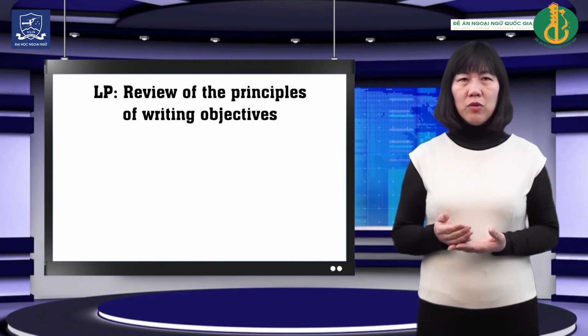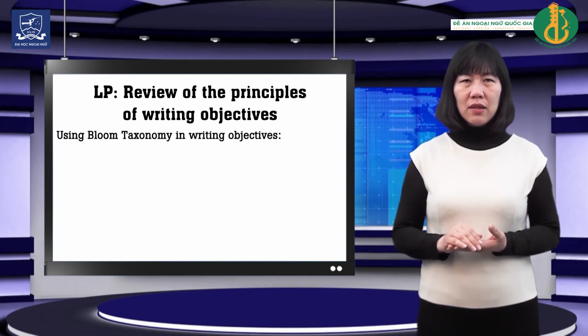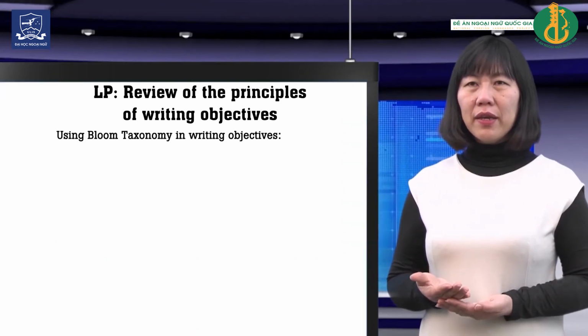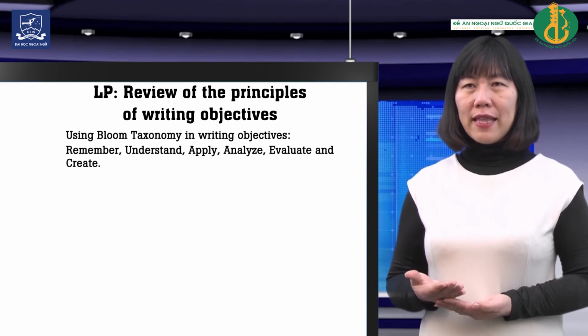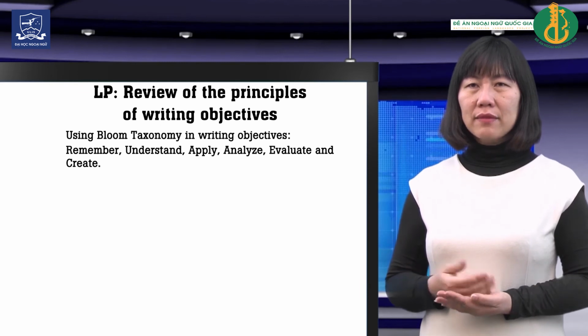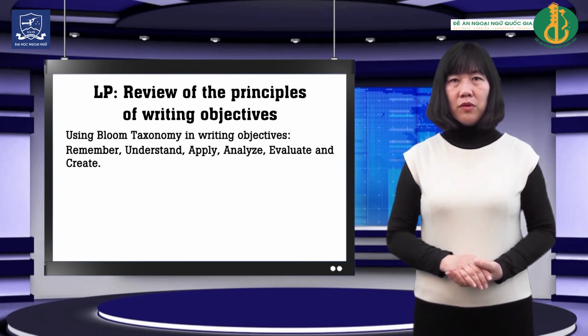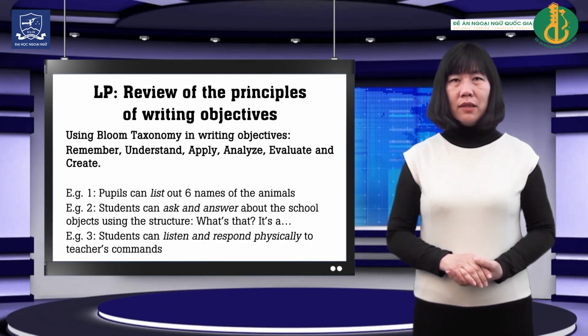One more important thing you also learned is using Bloom's taxonomy in writing objectives. We have high-order thinking versus low-order thinking skills. Here are 6 levels of thinking: remember, understand, apply, analyze, evaluate, and create. Still, you have to remember to use measurable and observable verbs in each level. Read the 3 examples on the screen. Think of which levels the verbs belong to.